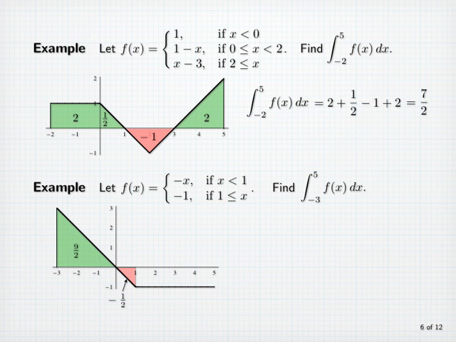Between 1 and 5, we have a rectangle with height 1 and width 4, so the area is 4, and this contributes a -4 to the integral. So the integral from -3 to 5 of f of x dx is the signed area, which is 9/2 minus 1/2 minus 4, which equals 0. The integral is 0 here because we have equal amounts of area above and below the x-axis.